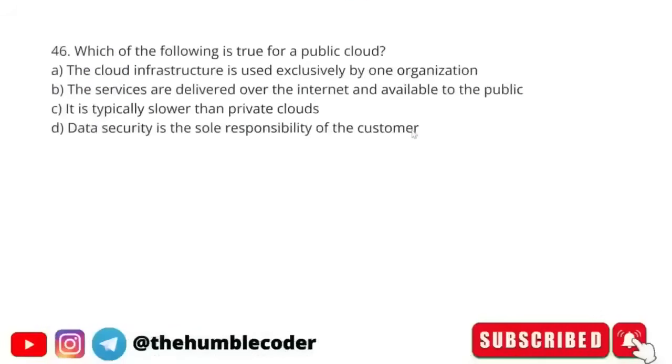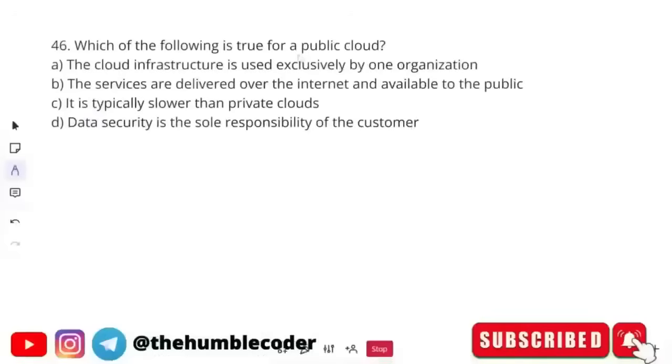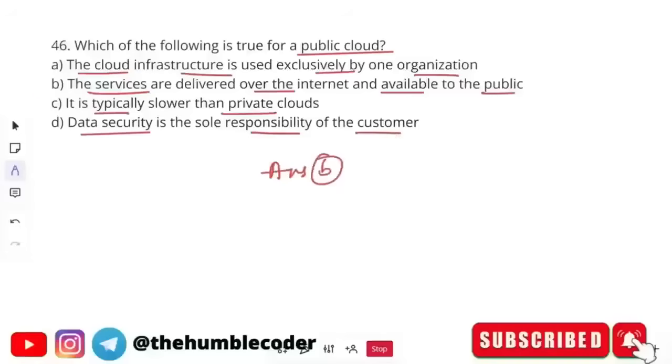Moving on, which of the following is true for public cloud? Let's see the options that we have. Option A is the cloud infrastructure is used exclusively by one organization. The services are delivered over the internet and available to the public. It is typically slower than private clouds. Data security is the sole responsibility of the customer. The correct answer in this case is going to be option number B, that is the services are delivered over the internet and is available to the public.